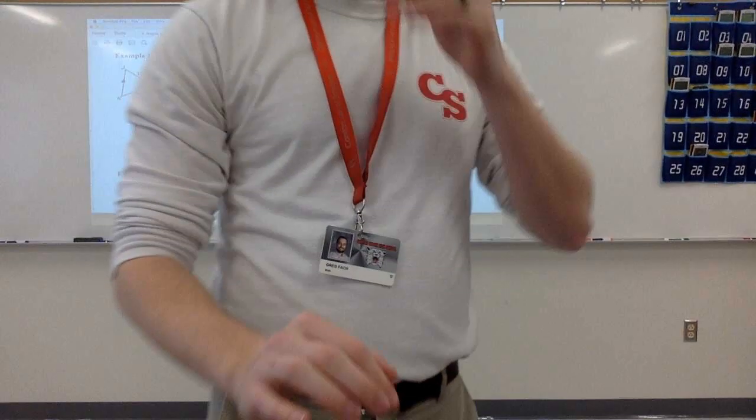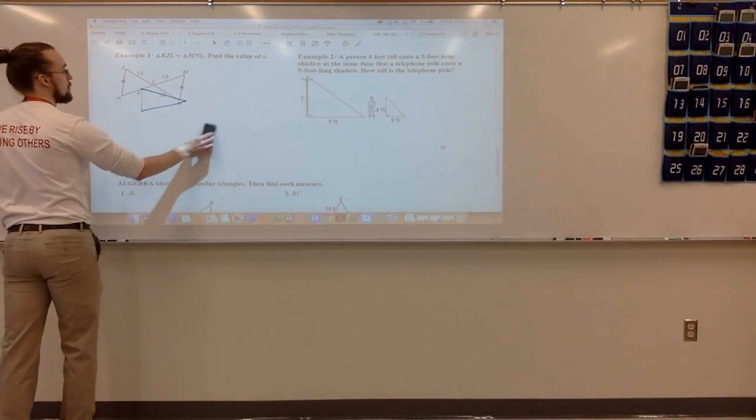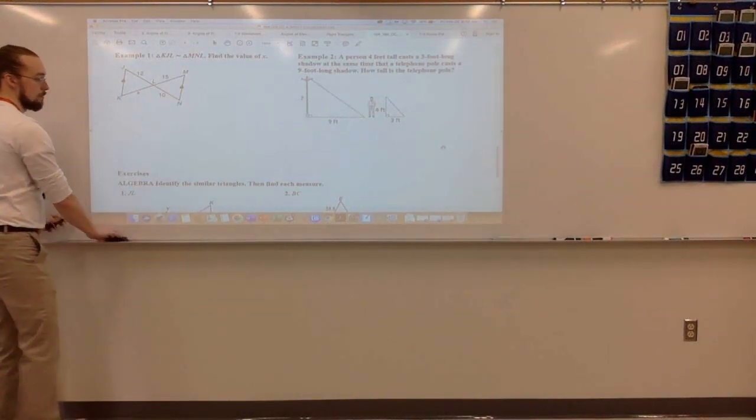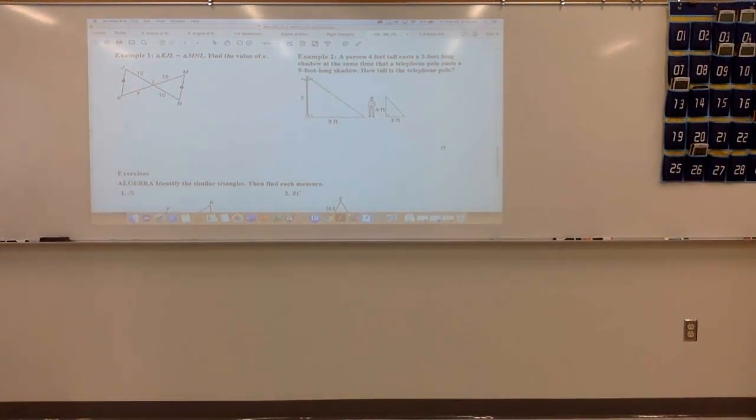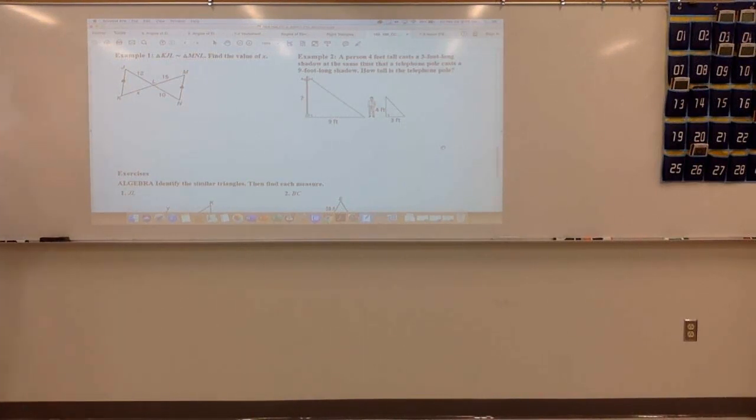Alright, so let's flip over to the back. On the back here, we are doing very similar things to what we did in the last section. We're going to just set up and solve proportions to find missing pieces.